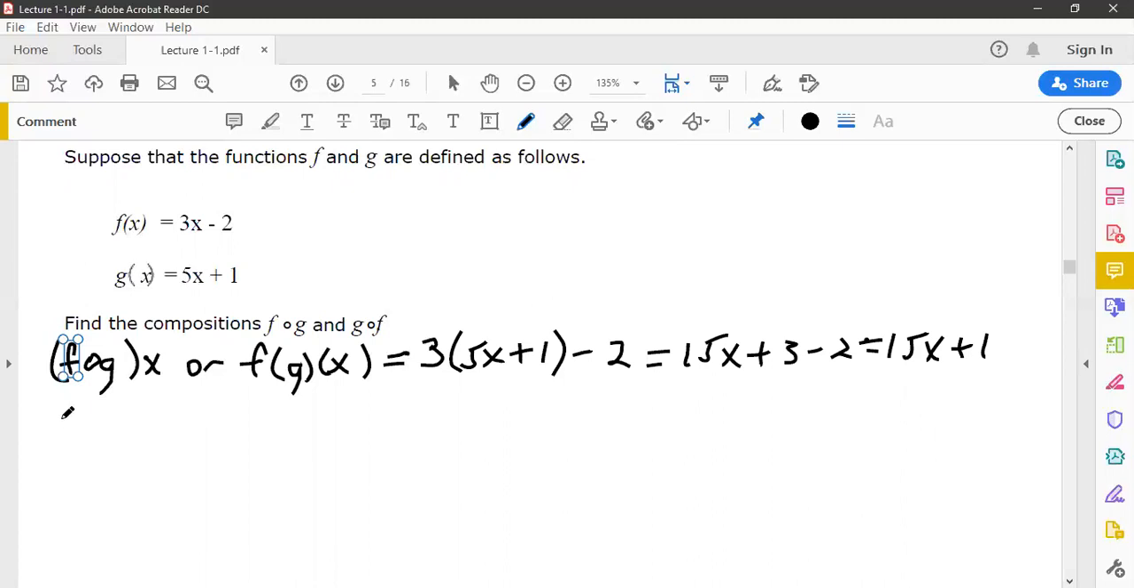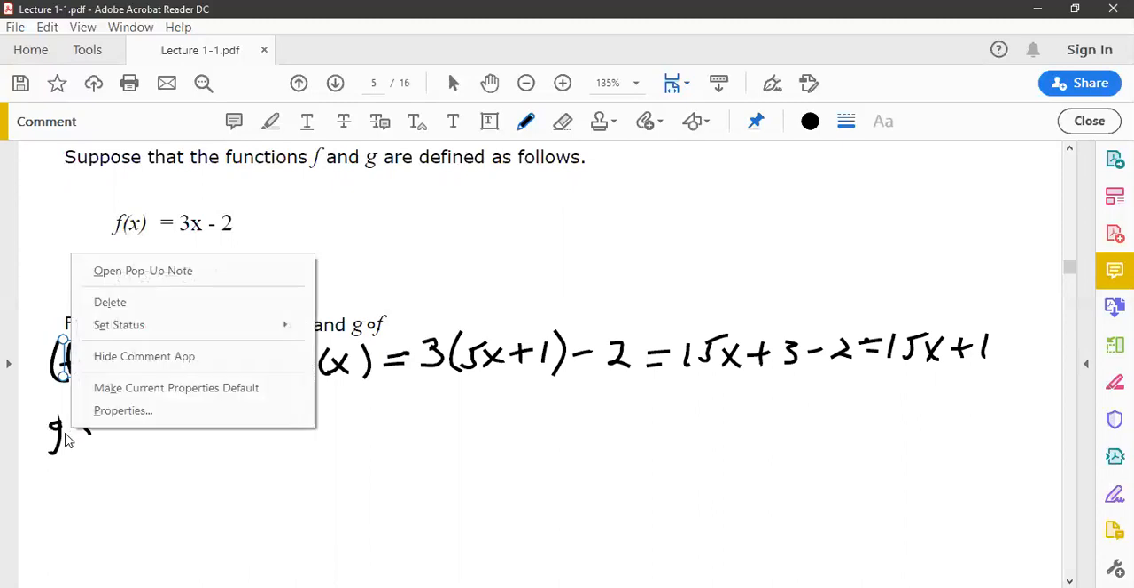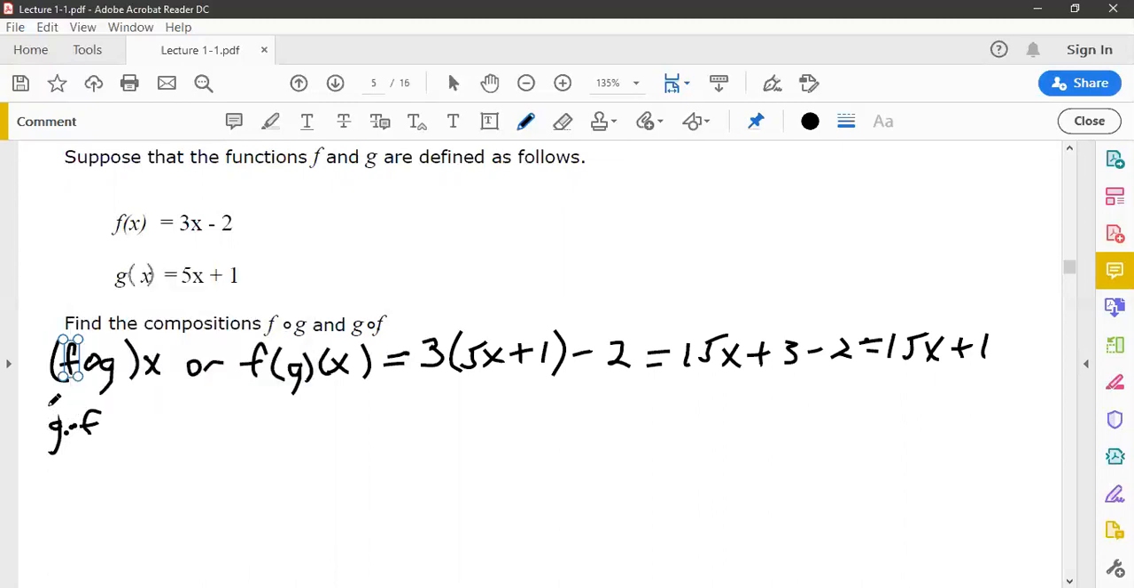The second composition we need to find is g of f of x, written a different way but meaning the same thing. Again, we work from right to left. We take the f function, which is 3x minus 2, and replace it into the x in the g function. So we have 5, then 3x minus 2 to replace the x, and we still have the plus 1.